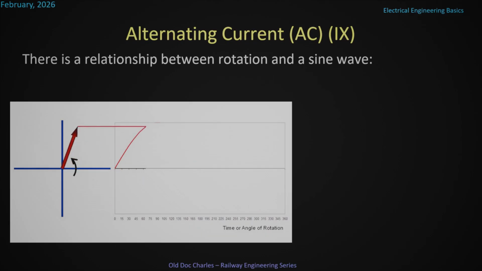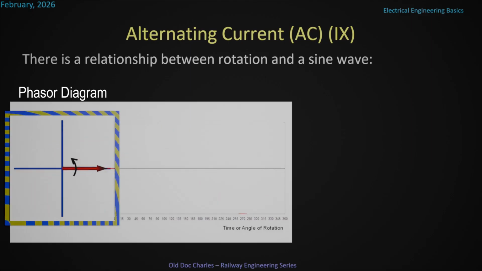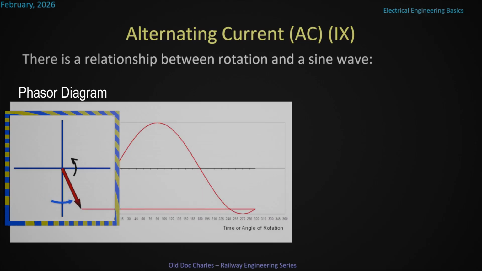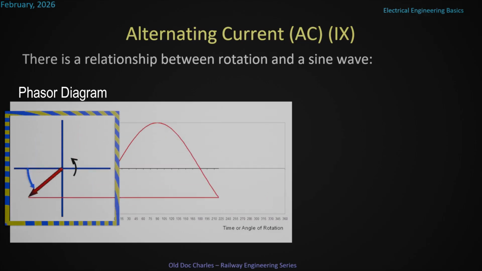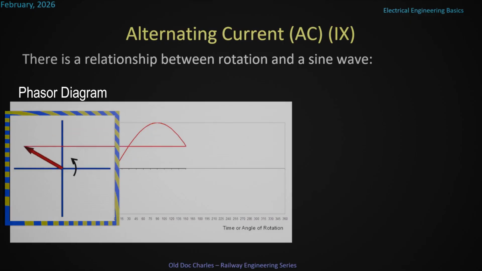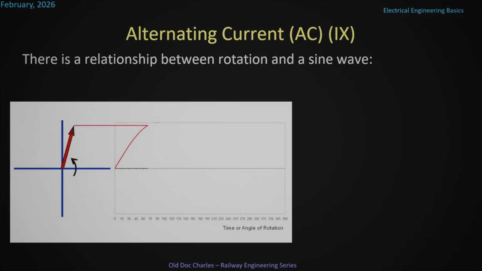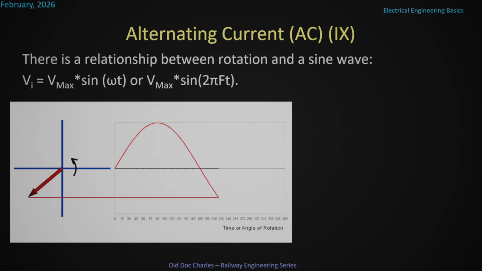There's a relationship between rotation and a sine wave. We call this a phasor diagram. You can see the rotating phasor, which is the voltage, and it goes around in a circle, and projected from that along a time axis, or the angle of rotation, is the instantaneous voltage, which is a sine wave. There are formulae for working all that out. You probably never need the formulae, but if you need them, there they are. In the formulae, omega is the rotational speed of the phasor in radians per second, 2 pi is 2 pi, f is the frequency, and t is time.